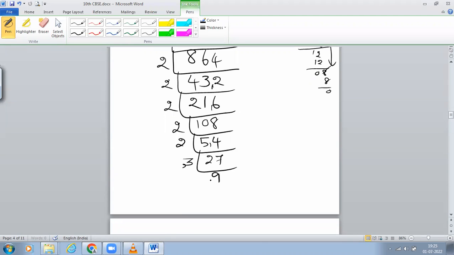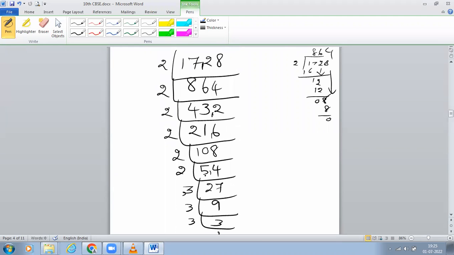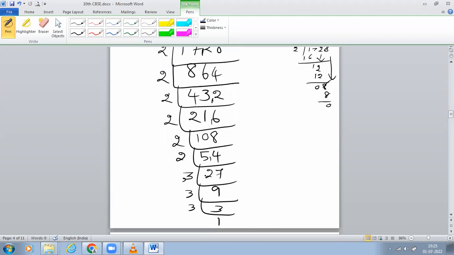Now 3 9s are 27. Next 3 again 9. So 3 3s are 9. Last, 3 1s are 3. At the end we have to get 1. Until that you have to do this division, only using prime numbers. See, we have used 2 and 3. 2 and 3 are prime numbers, right?